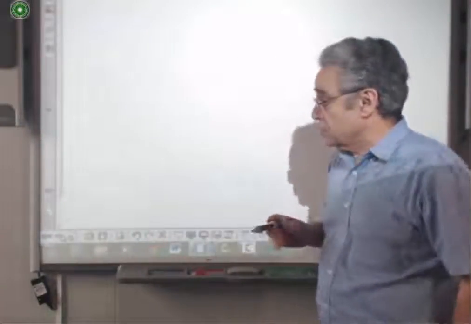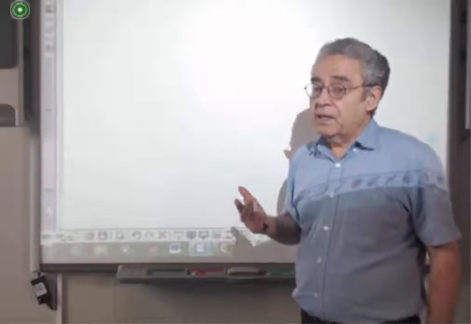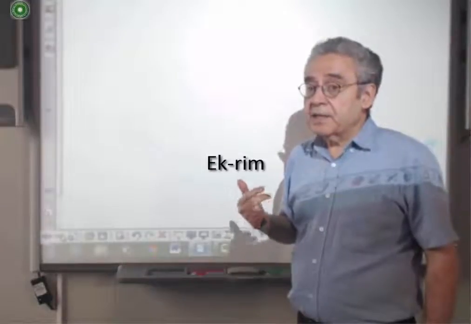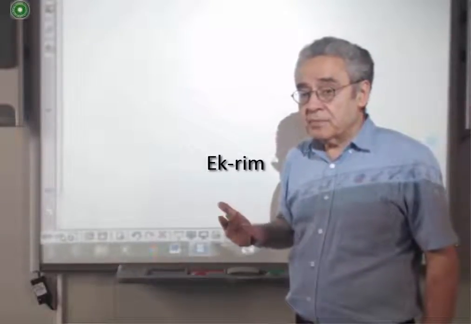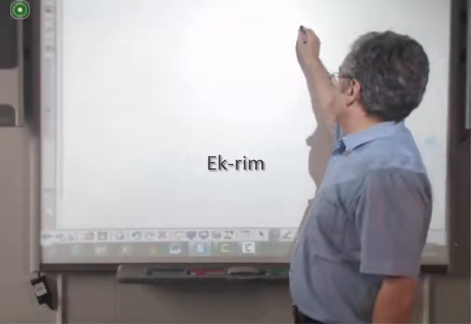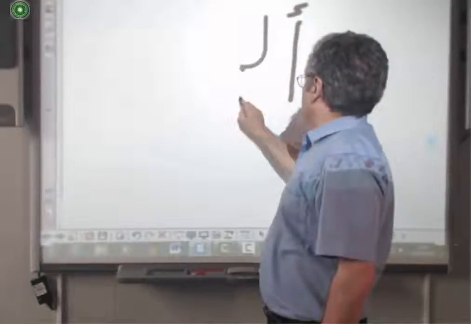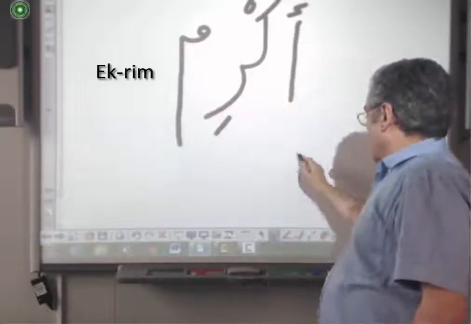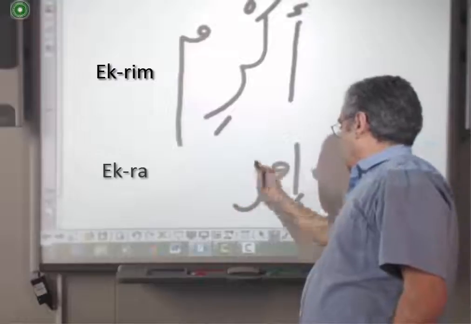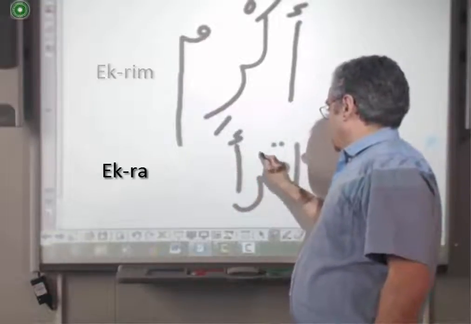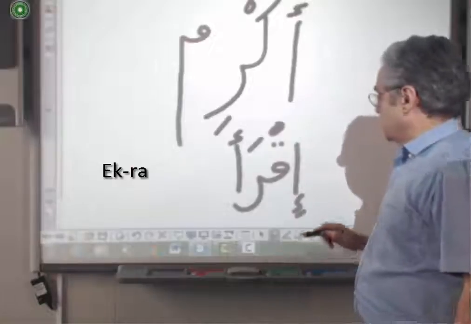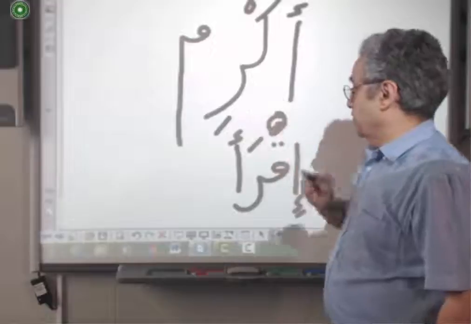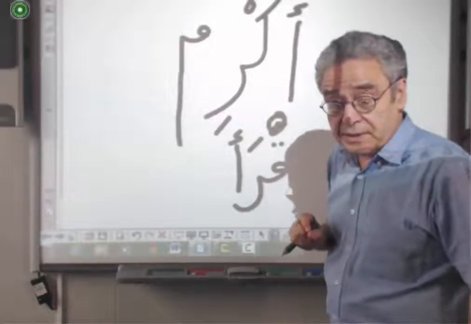Maybe we can take two words. Also, I want you to pronounce it with me. اقرأ, اقرأ, and اكرم, اكرم. I want you to pronounce it. اكرم and اقرأ. Say اقرأ, اقرأ, اكرم. So these are the two letters.